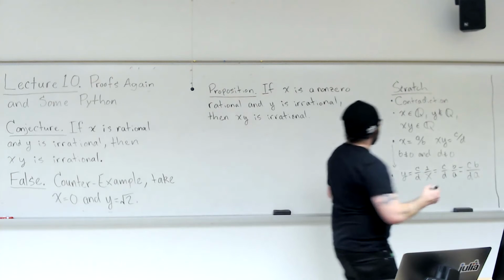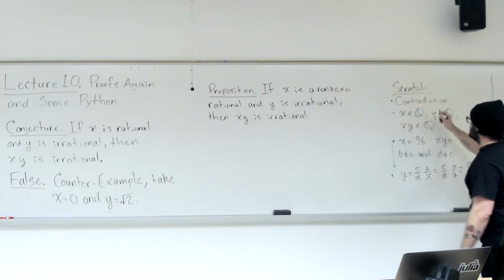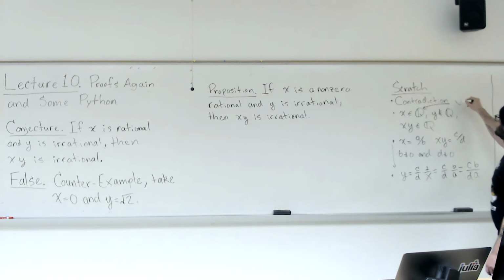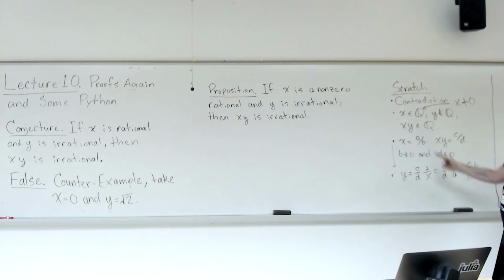So if we assume additionally that x is not equal to 0, then that means that A is not equal to 0. You see that? The only way that X could be 0 is if A is 0. So then this would imply that A is not equal to 0, and then we'd be good down there because D is already not 0 by definition.